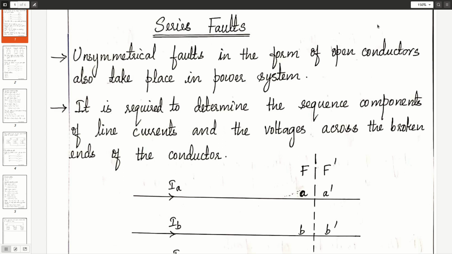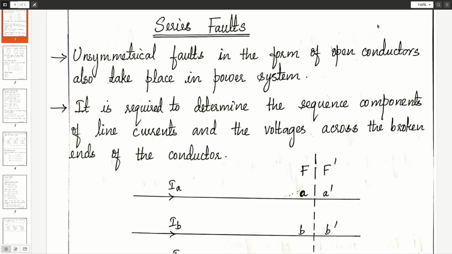So the unsymmetrical faults in the power system occur in the form of open conductors also. That is, if there is any open in the conductors, or if there are any broken conductors, it can be called a series fault. In the unsymmetrical series fault analysis, we have to determine the sequence components of line currents and voltages across the broken ends of the conductor.